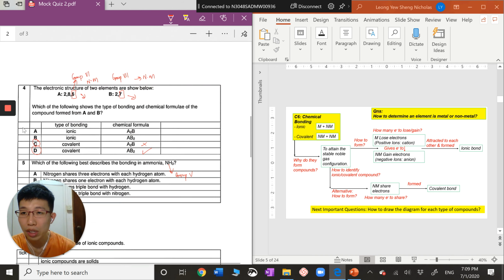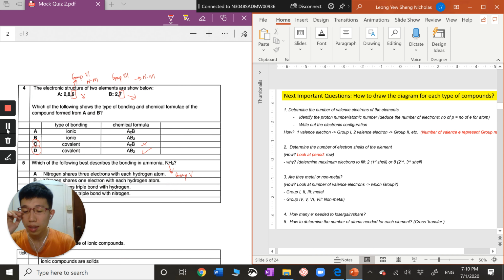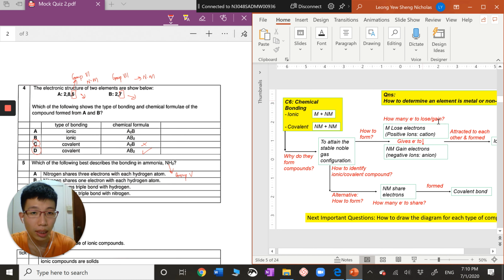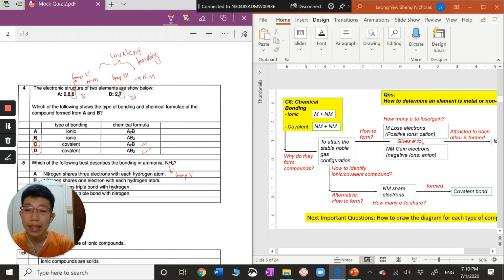Moving on to question 4, the same thing goes. When you see electronic configuration, the first step is to determine whether it is non-metal or metal. In this case, 6 valence electrons and 7 valence electrons, so they are group 6 and 7, and they are non-metal. When two non-metals are involved in chemical bonding, let's go back to the mind map. It will be covalent bonding. We have determined that this is covalent bonding, so my answer will be C or D.